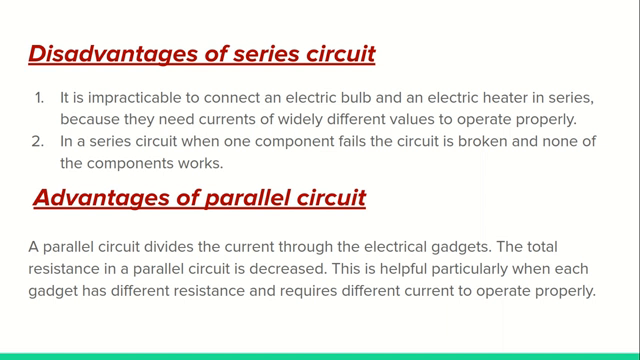Disadvantages of series circuit: it is impracticable to connect an electric bulb and an electric heater in series because they need currents of widely different values to operate properly. It means that different devices in a circuit require different amounts of current, so we cannot connect them all together in series, because they all get the same amount of current which they don't require, and so they may not work properly, or the circuit may break.